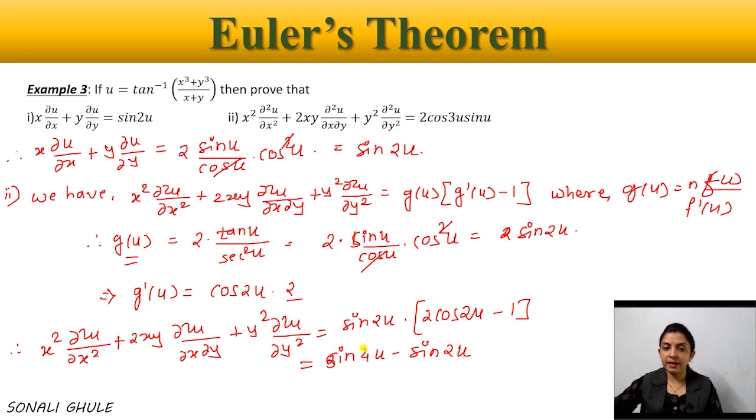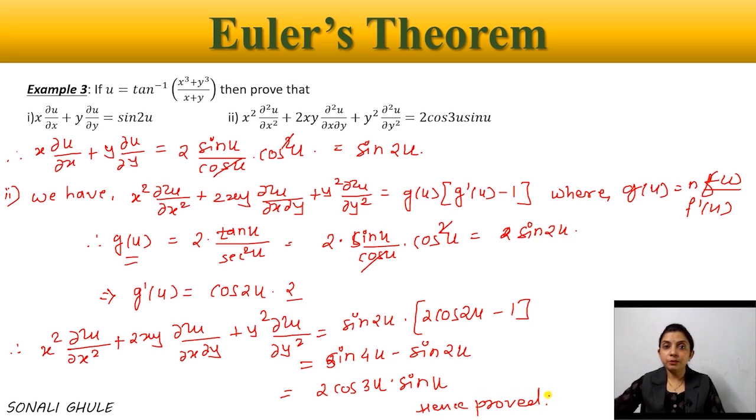Using this result here, I can write sin 4u minus sin 2u. Now sin a minus sin b is 2 cos (a plus b) upon 2, so 4 plus 2 is 6, 6 by 2 is 3, into sin (a minus b) upon 2. Here 4 minus 2 upon 2 means 2 upon 2, that is 1. So I can write here only sin u, which is the required proof, 2 cos 3u into sin u. Hence proved.